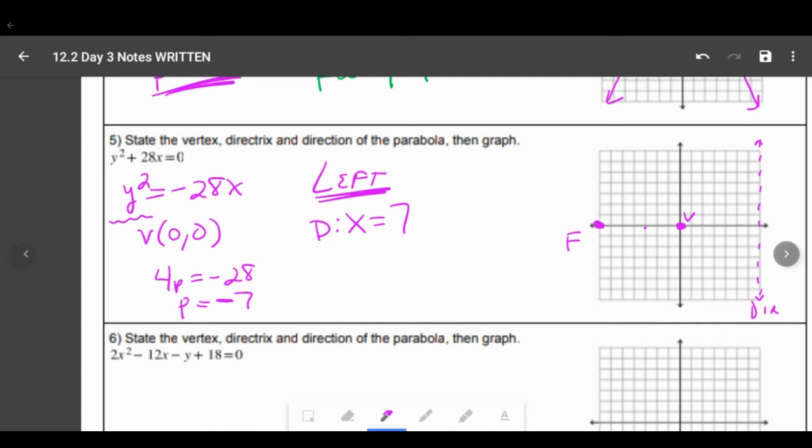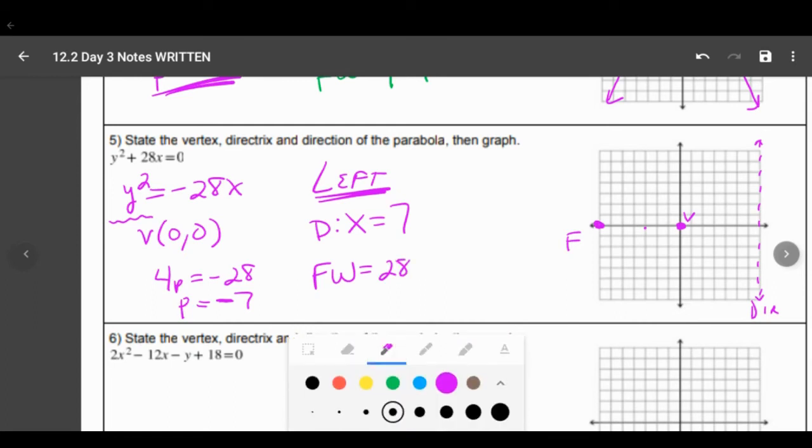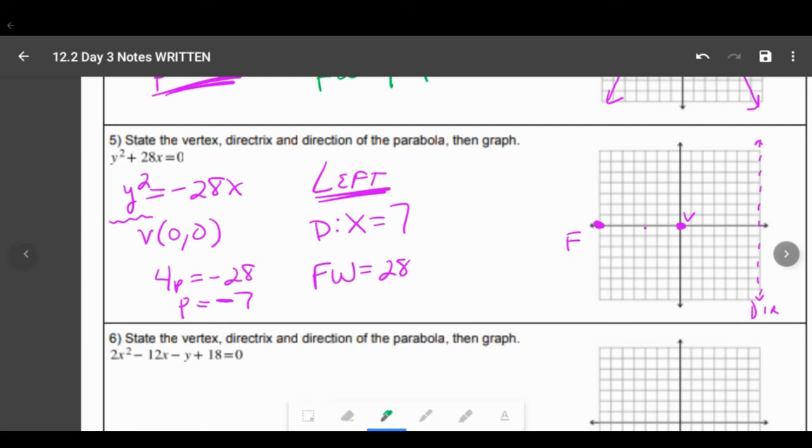Now, the tricky thing is that my focal width, or my 4p, is going to be the absolute value of negative 28. So that means it's going to be a positive 28. That means that graph, you probably should have cut that graph in half. But as you're going through here, some big numbers we picked. So you got to go 14 way up there.